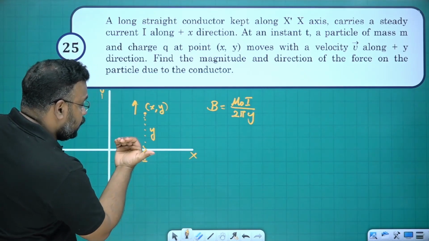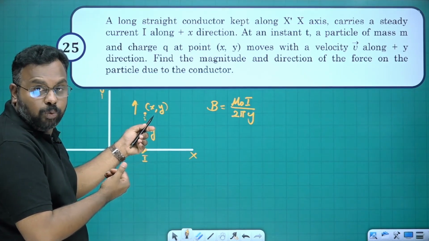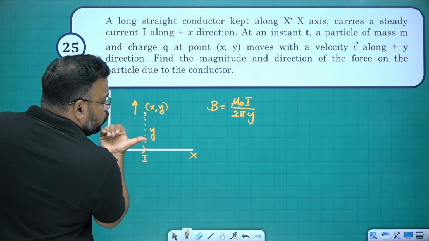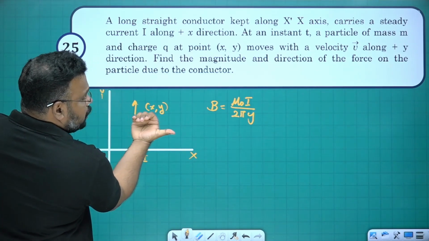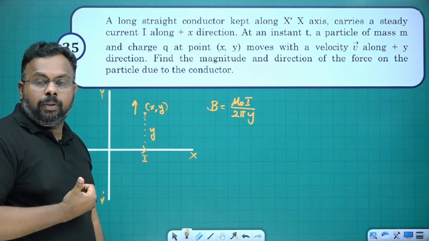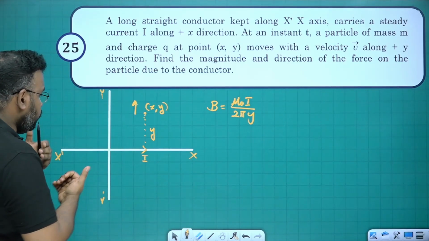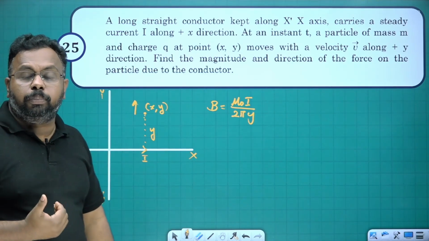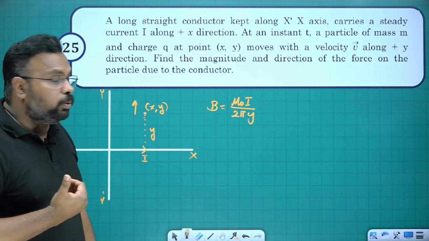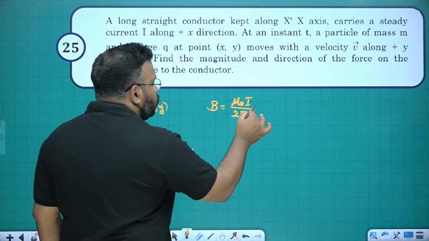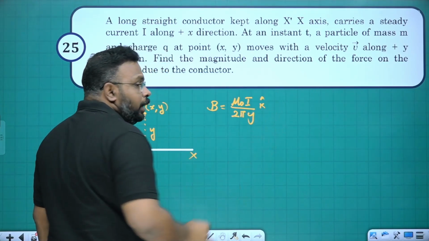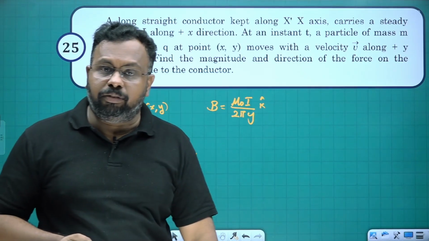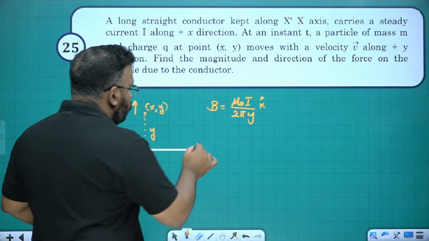And what is the direction of this magnetic field? If you're applying the right hand thumb rule, the point is on the xy plane. So current is going towards the positive x-axis. So you can see it is coming out. Understood or not? It's coming out means you can clearly say that it's along positive z-axis. So the direction of magnetic field is along positive z-axis. So I can put K cap. That's the direction of magnetic field.